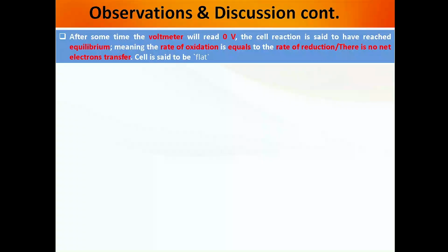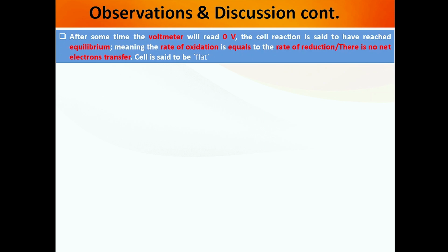So what are other observations? Just to continue as grade 12, I want you to also notice what happens at the end of the reaction. Normally the voltmeter will end up registering 0 volts. Why? Let's answer that question. Because the reaction is said to have reached equilibrium.